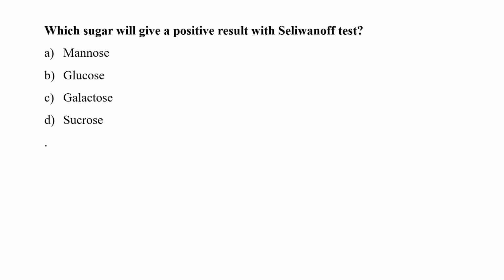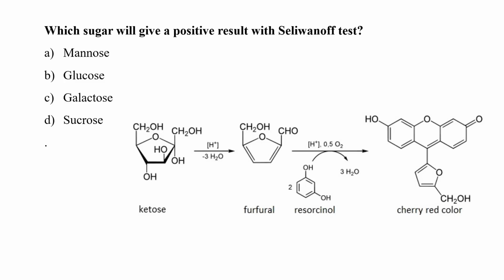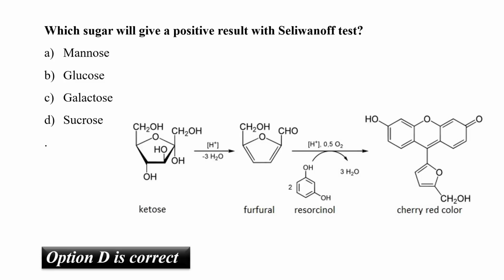Which sugar will give a positive result with the Seliwanoff test? Mannose, glucose, galactose, or sucrose? The Seliwanoff test is used to distinguish an aldose sugar from a ketose sugar. Ketose sugars are rapidly dehydrated in comparison to aldoses, and upon degradation they react with resorcinol in acidic condition and give a dark red color, while aldoses give a light pink color. Sucrose, being a ketose-containing sugar, is bound to give a positive result with the Seliwanoff test. So option D is the correct answer.